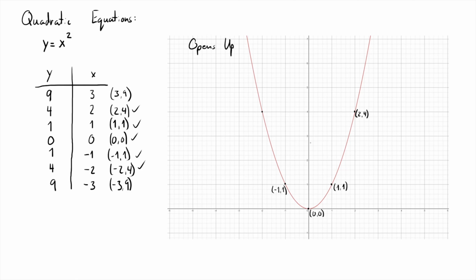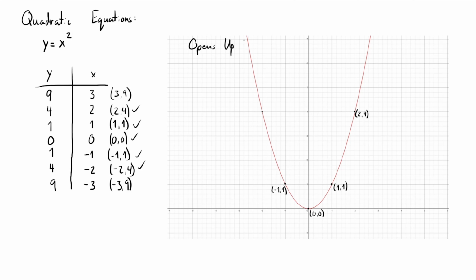Another thing we can talk about is the vertex and the axis of symmetry. These two are sort of related. We'll first talk about the vertex. So remember, the vertex is either the maximum or the minimum point of a quadratic equation.